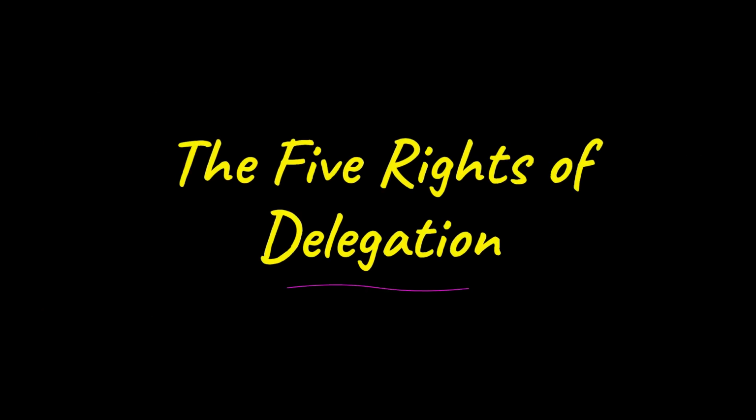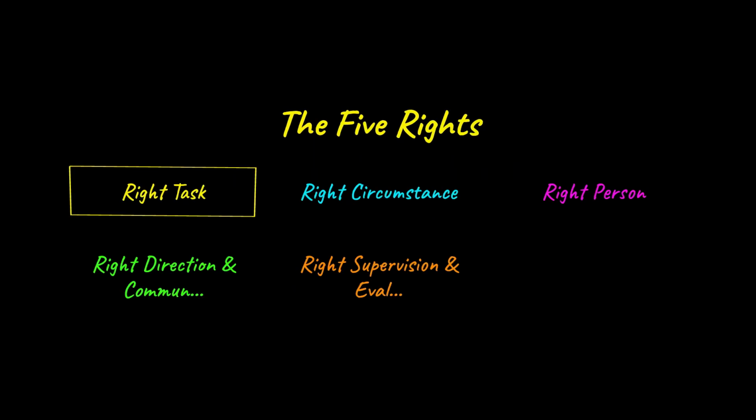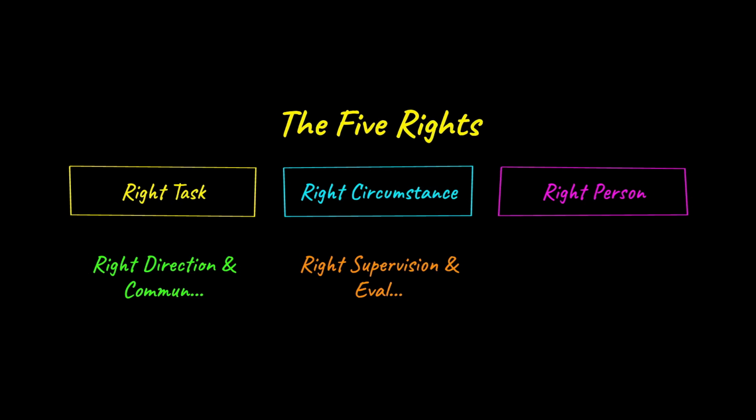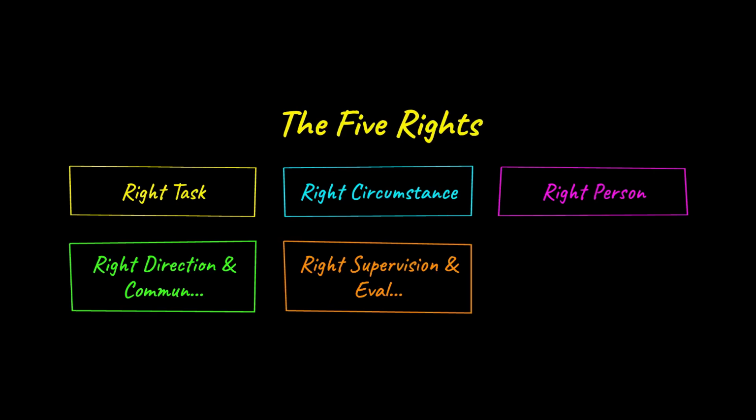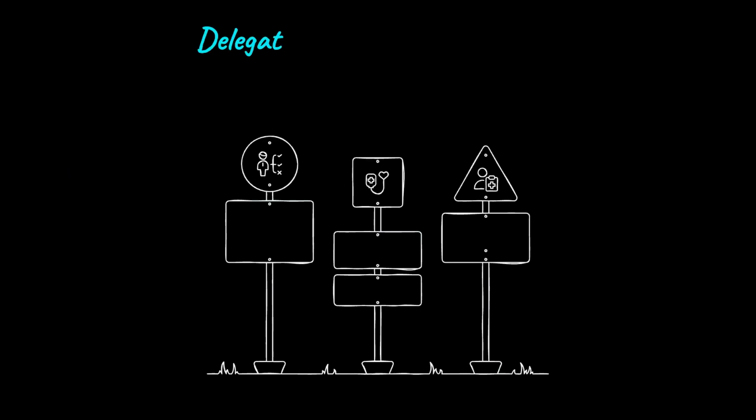When a registered nurse hands off a task, accountability doesn't disappear. It stays with the nurse. The 5 rights of delegation exist to guide that decision safely. The 5 rights are right task, right circumstance, right person, right direction and communication, and right supervision and evaluation. Together they help the nurse decide what can be handed off and defend that decision if questioned.